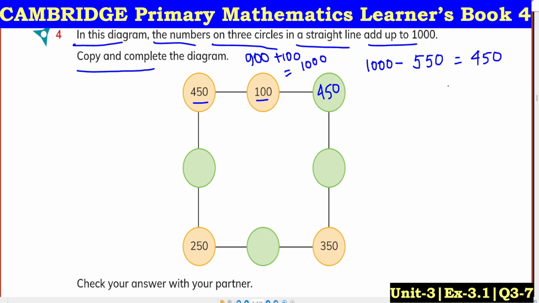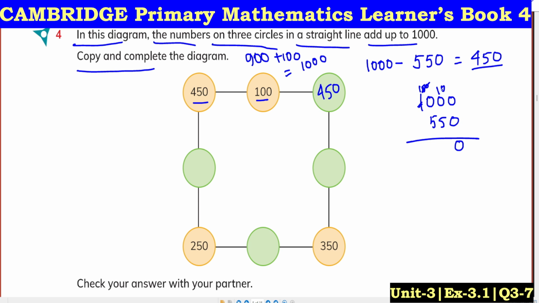Now how does this one become 450? Here is a 1000 and here is a 550. So 0 minus 0, it will be 0. From 0 we cannot subtract 5. So we should take 1. It means here we need 10. So we should take from in here, but here it is not possible. That's why we take from in here. So here is a 100. Now this 100 from here, we will get 10 in here.